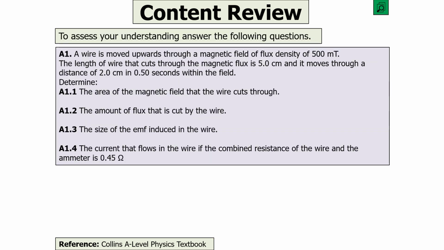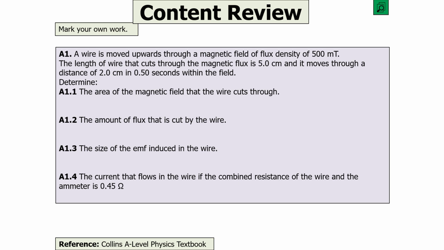The next question says, a wire is moved upwards through a magnetic field of flux density 500 milliteslas. The length of the wire that cuts through the magnetic field is 5 centimeters, and it moves through a distance of 2 centimeters in 0.50 seconds within the field. Firstly, determine the area of the magnetic field that the wire cuts through, the amount of flux that is cut by the wire, the size of the EMF induced in the wire, and the current that flows in the wire if the combined resistance of the wire and the ammeter is 0.45 ohms. So pause the video now, then unpause the video when you want to go through your answer.